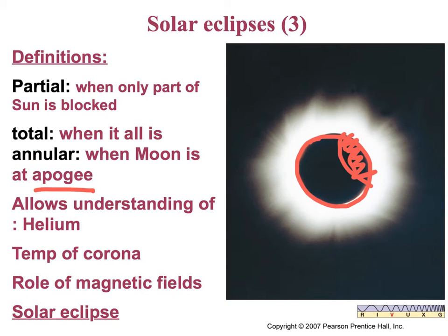And solar eclipses are important because this allows us to understand the phenomenon of helium in the sun. We know that there are fusion processes within the sun that combine protons of hydrogen and have a production of helium with a byproduct of light energy and heat.